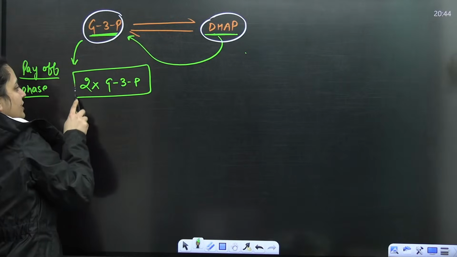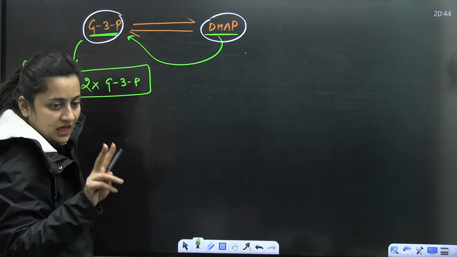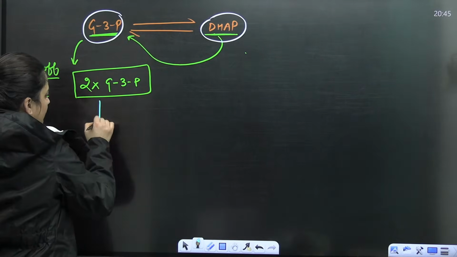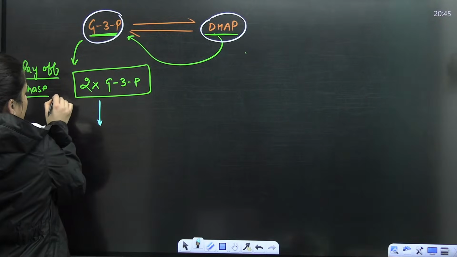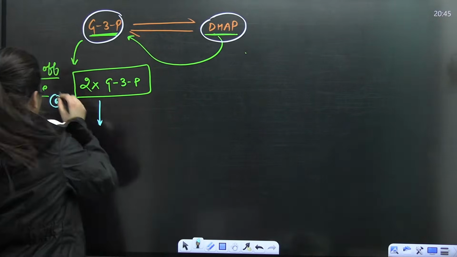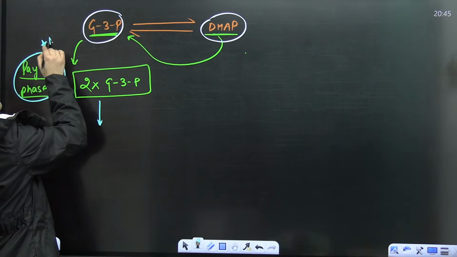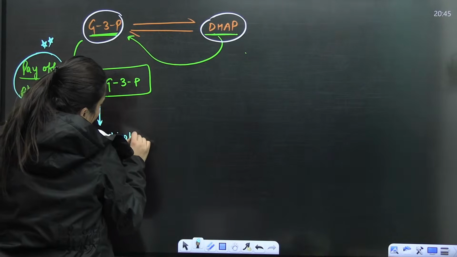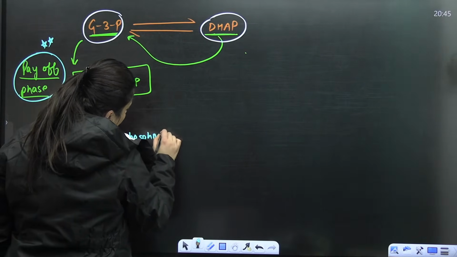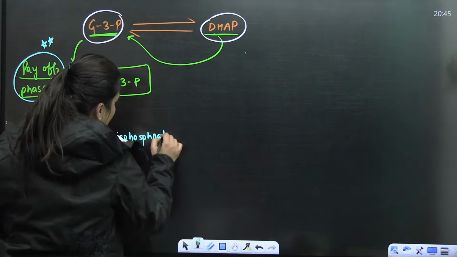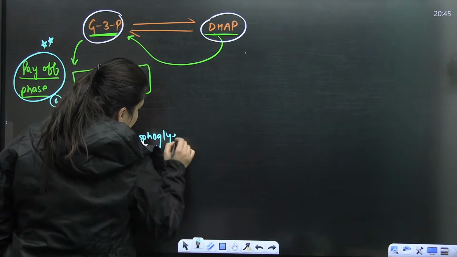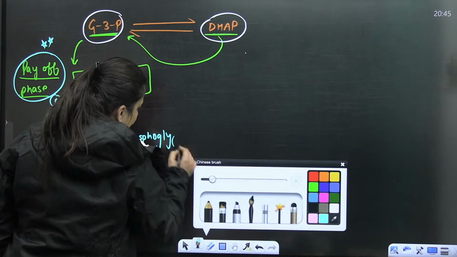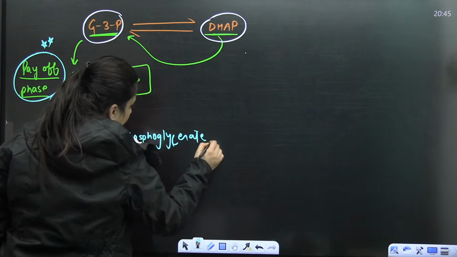Then how many G3Ps do we have? 2 G3Ps are there. Now, this is the 6th step. This is the payoff phase, the phase where ATP will form. Now you are making 1,3-bis-phosphoglycerate from it. Yes or no? Am I clear?